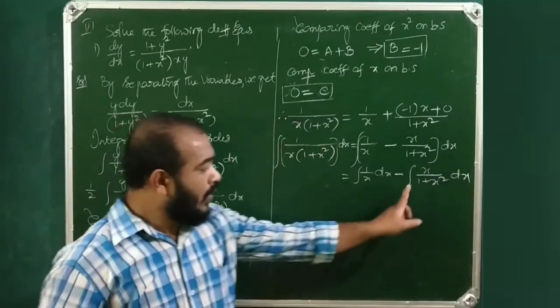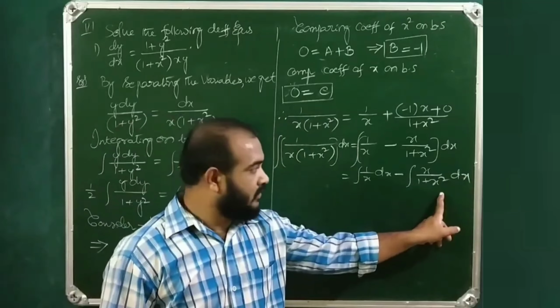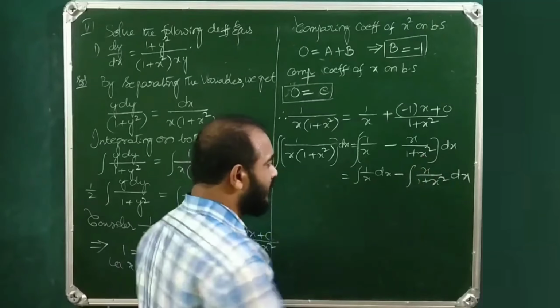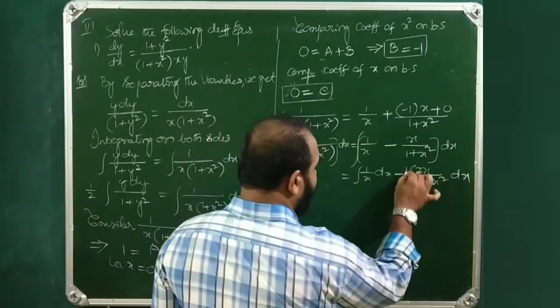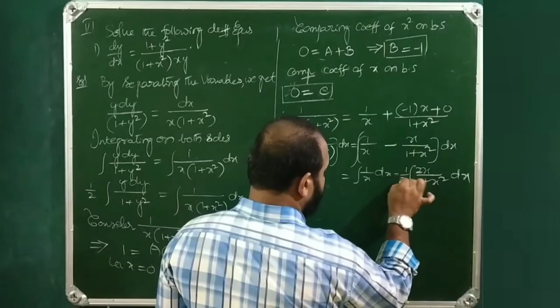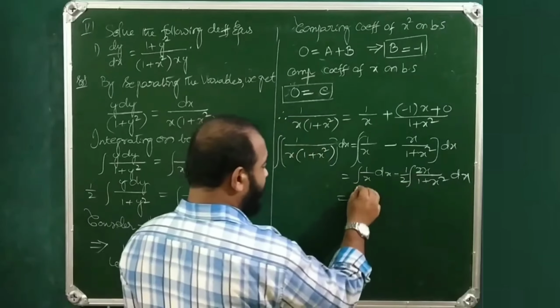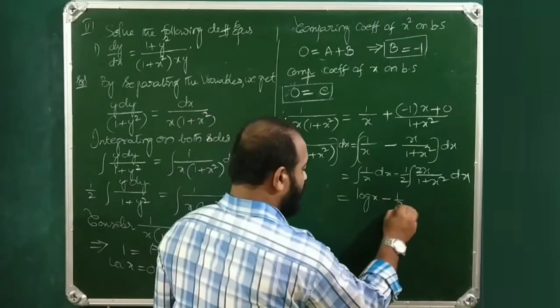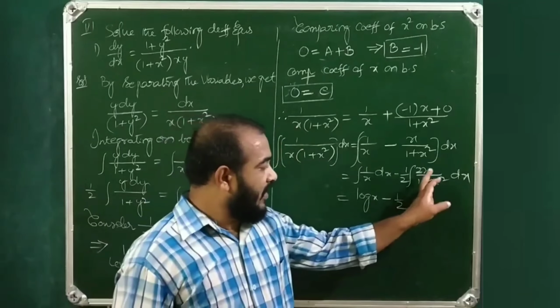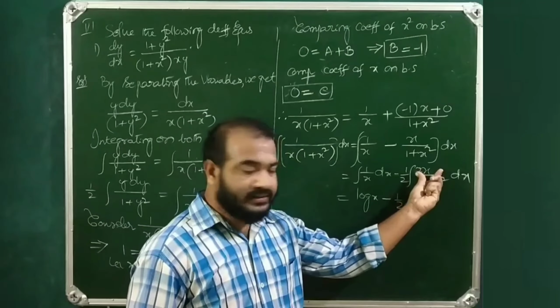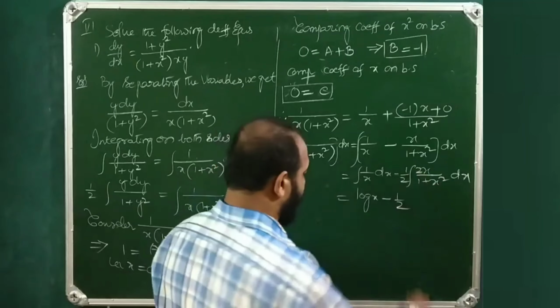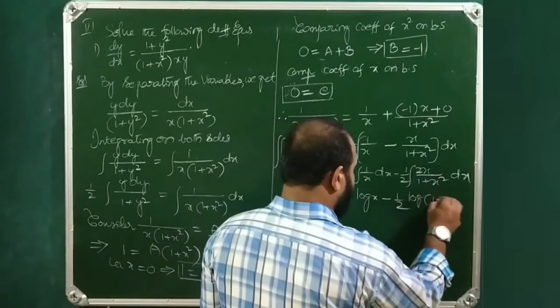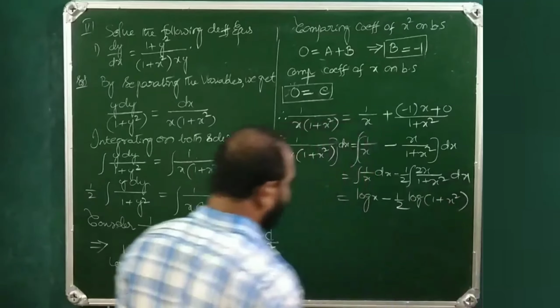Here the derivative of 1 plus x square is 2x, but here we have only x. So I will multiply by 2 and divide by 2. So this is integral 1 by x dx is log x minus 1 by 2. This is, the derivative of 1 plus x square is 2x. f dash x by f of x is log f of x. So log 1 plus x square.